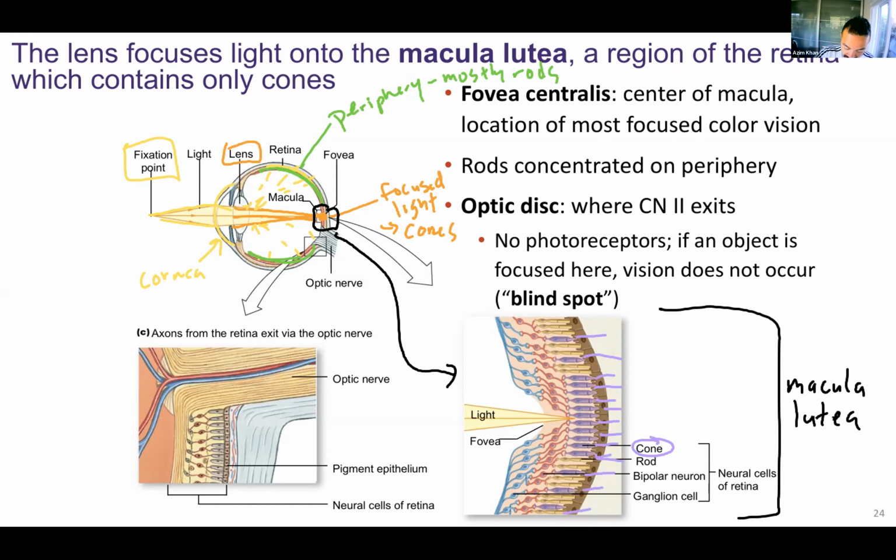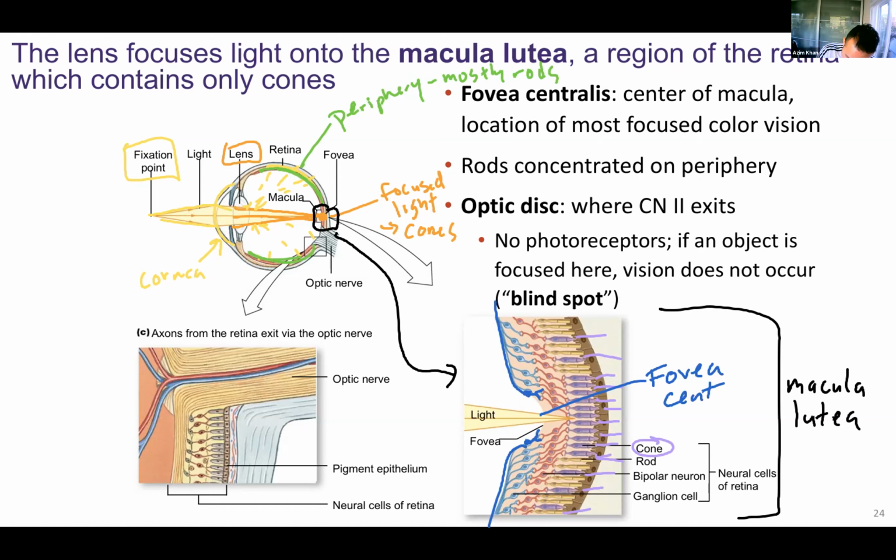More interestingly, though, is that there's a little pit here that forms because the axons of the ganglion cells have been pushed and parted to the side. You can see this ganglion cell, its axons coming this way, this ganglion cell, its axons coming this way, so we've created a little part. The term for this area is called the fovea centralis. Fovea means pit. If you remember fovea capitis, of the head of the femur, fovea just means a little pit.